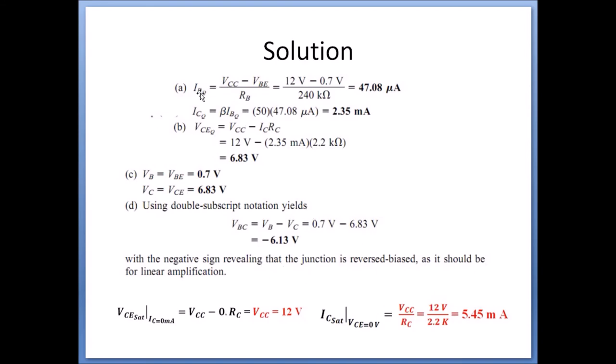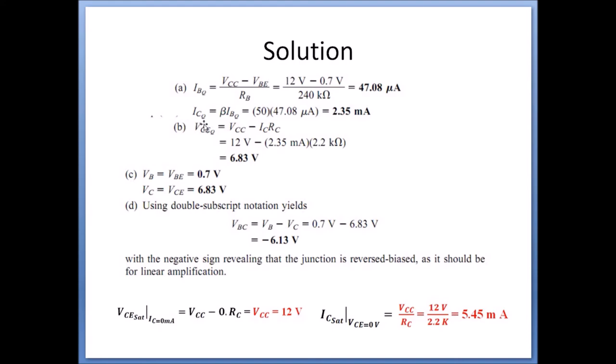Now from the input loop we know IBQ is equal to (VCC minus VB) by RB, and assuming the transistor is of silicon type, we can write VB equal to 0.7 volt. So (12 minus 0.7) by 240 kilo ohm is equal to 47.08 microampere. Now ICQ can be calculated by the formula beta times IBQ, which is 50 into 47.08 microampere. 2.35 milliampere is the ICQ current.